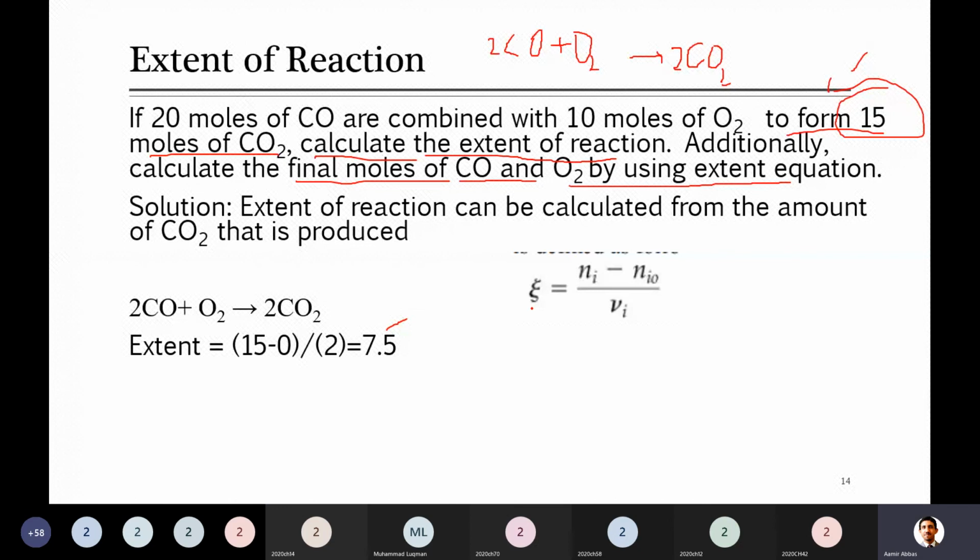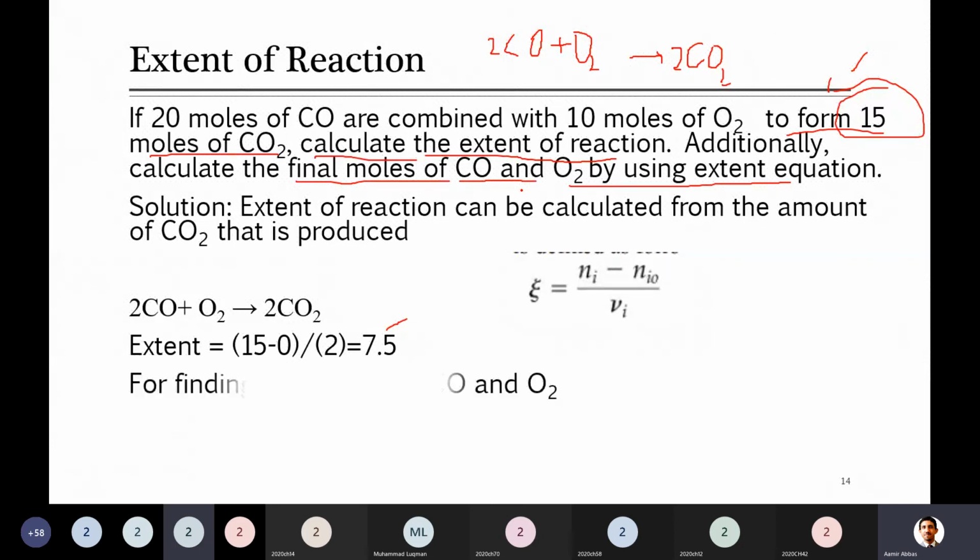So extent of reaction, as I said, is the same for all species, either it is for CO, O2 or CO2. Now let's solve the second part. Additionally, he said calculate the final moles of CO and oxygen. So how can I find the final moles at the end of the reaction?